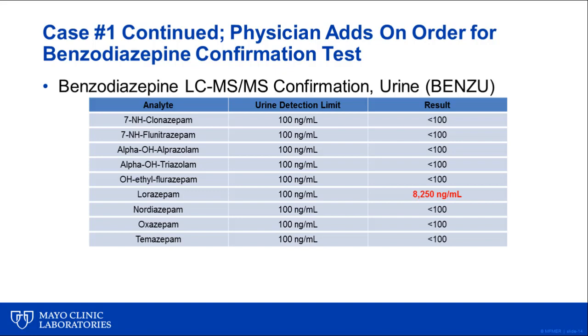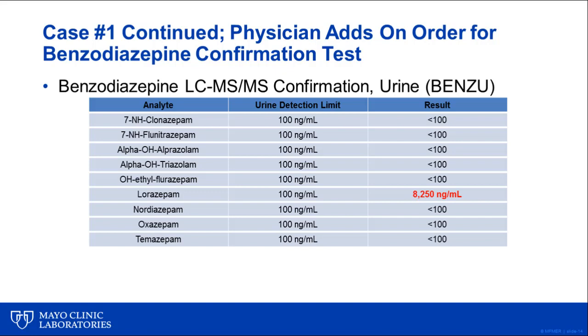In this case, the physician then called the lab back to add on a confirmatory benzodiazepine test that uses liquid chromatography tandem mass spectrometry to specifically look for lorazepam. The confirmatory test also uses a hydrolysis reaction to cleave off the glucuronide to enable better detection of the parent form of the drug if present.